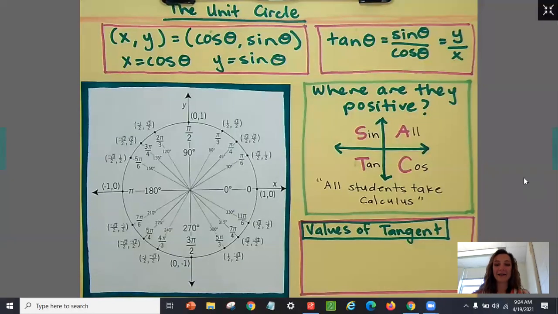Hello everyone, in this video we're going to be talking about the unit circle. More specifically, we're going to be talking about the x and y values and how that relates to sine, cosine, and tangent. So let's start first of all, where do these values on the unit circle come from?